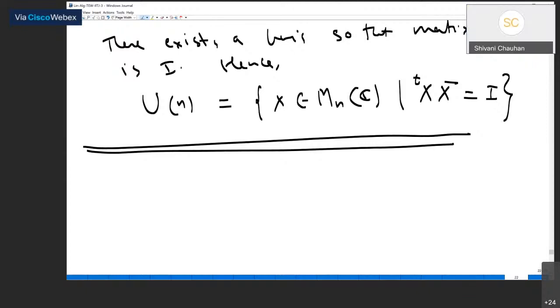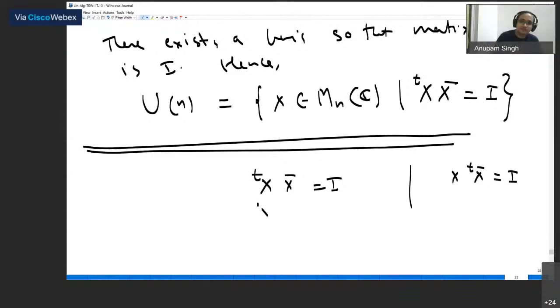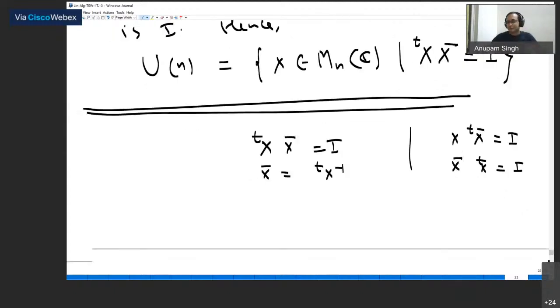But actually, let me quickly point out. You are saying that my definition is X transpose X bar equal to identity, and I should have had X transpose bar equal to identity, right? From here you'll see that X bar is basically X transpose inverse. And from here also, you can just put a bar and you'll get the same thing. So X bar, X transpose, identity bar is just identity. So the two things will turn out to be the same. They are the same, but I'm following my methodical approach. If you follow the method which I described, you'll get this equation. But the two things are not different.